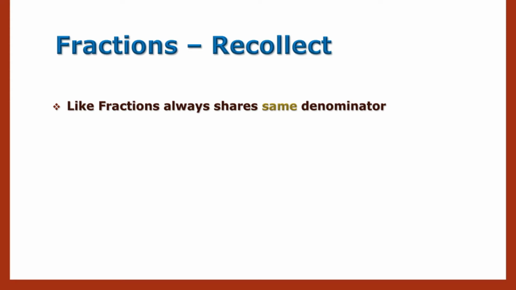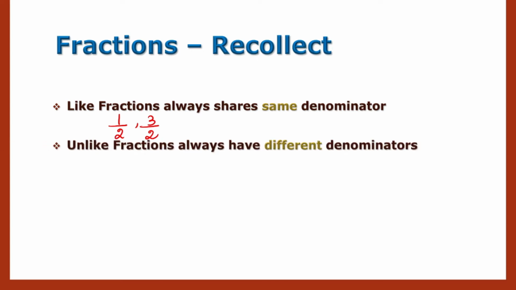Now let's recollect. Like fractions always share the same denominator, example 1 by 2, comma 3 by 2. As the denominators are the same, this is an example for like fractions. Unlike fractions always have different denominators, example 3 by 2, comma 5 by 7. This is an example for unlike fractions because the denominators are not equal.